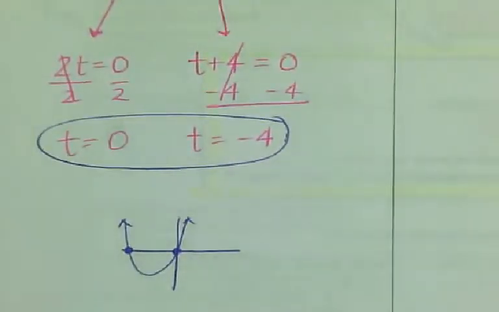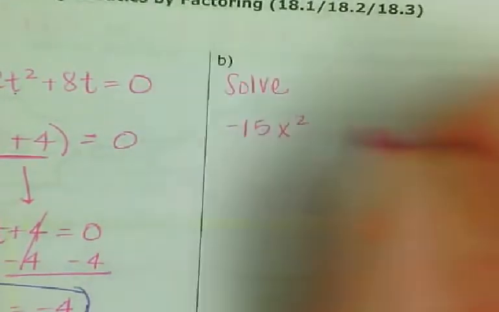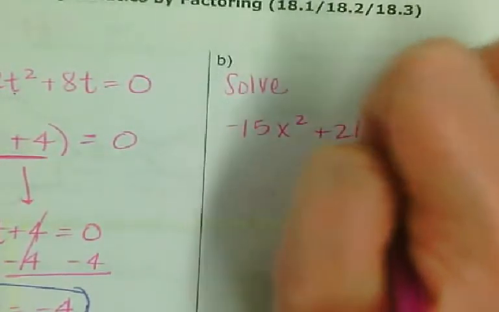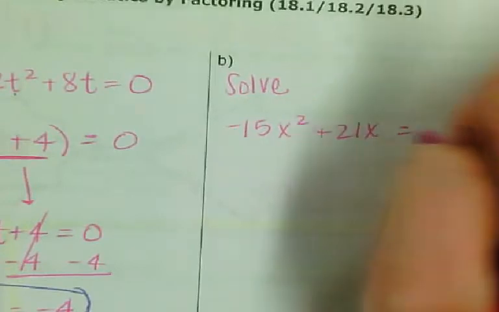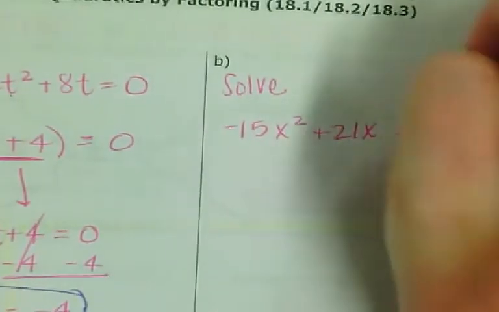Okay, so we're going to try one more. So it is solve, and it is negative 15x squared plus 21x equals negative 18. So we're going to start with our process. It says to set it equal to 0. That's going to be a really big deal here. Must equal 0.